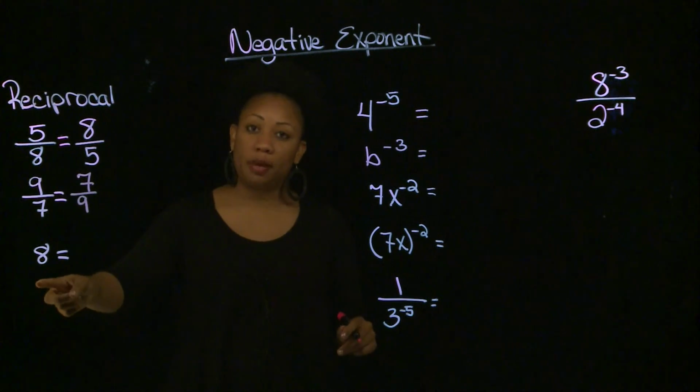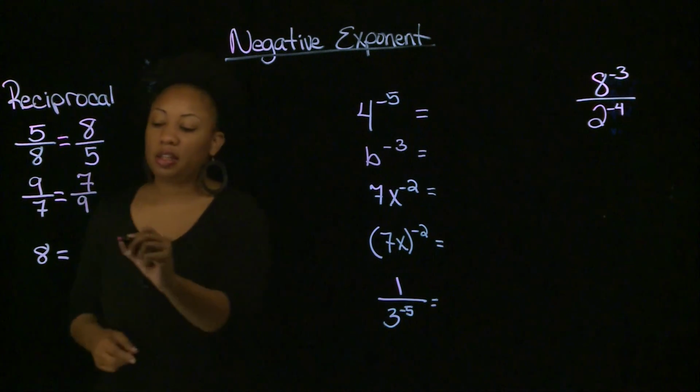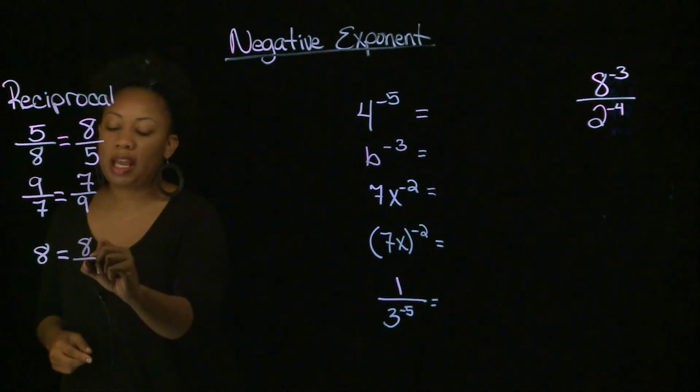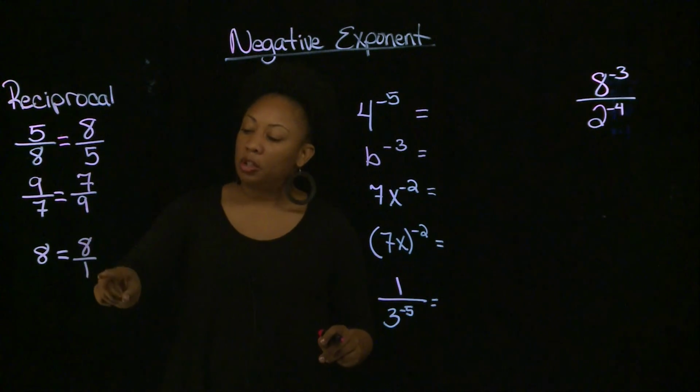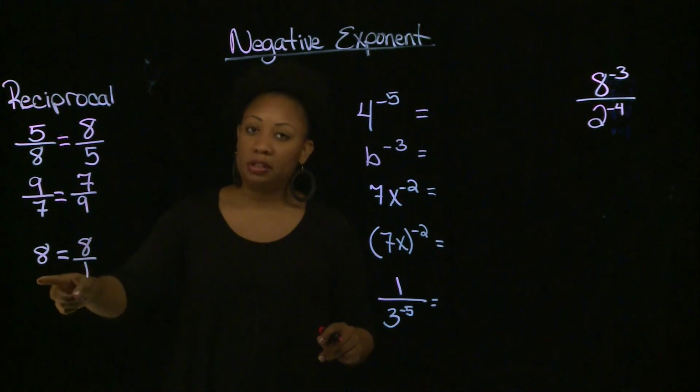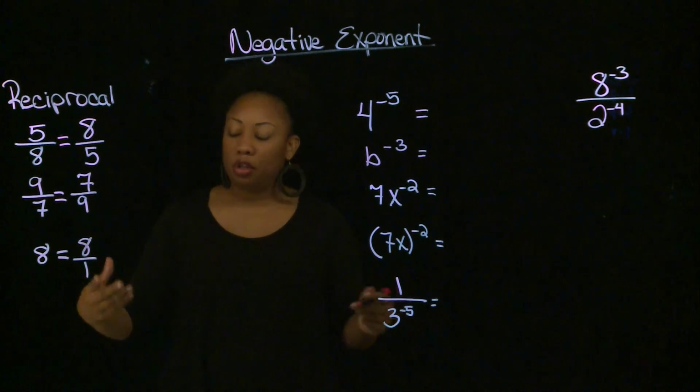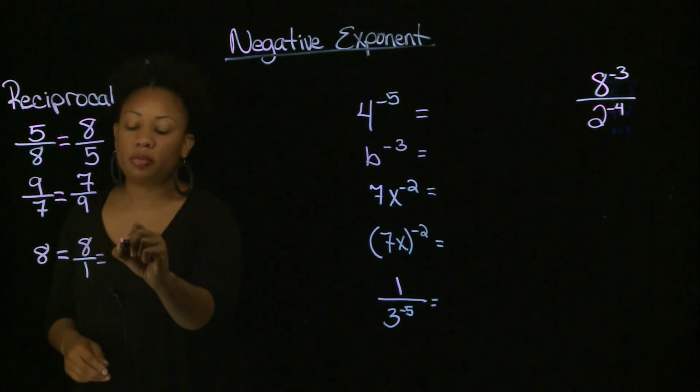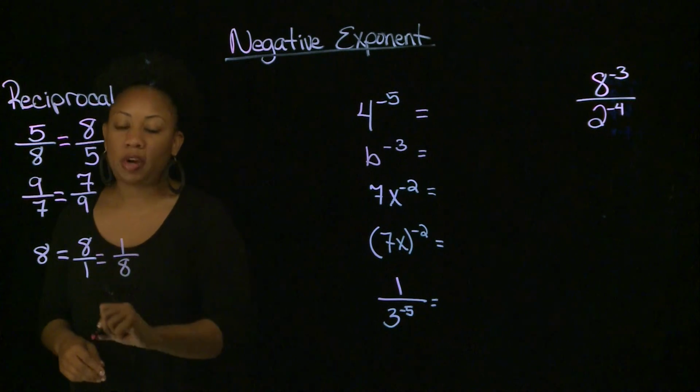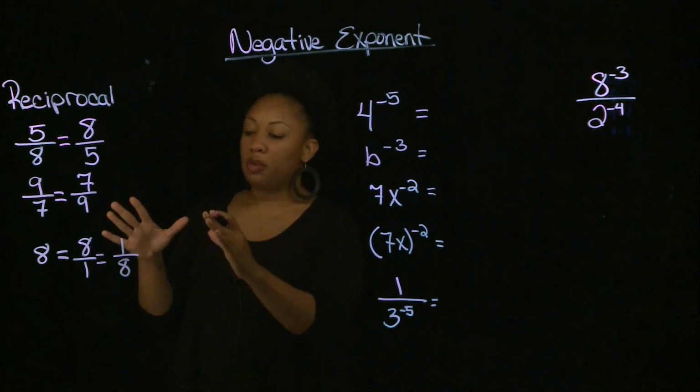Now when you just have a whole number, remember you can write 8 as a fraction, and that would be 8 over 1. We can do this because 8 divided by 1 still gives us 8. So now when we do the reciprocal, it's going to be 1 over 8. So that's just a review on the reciprocal.